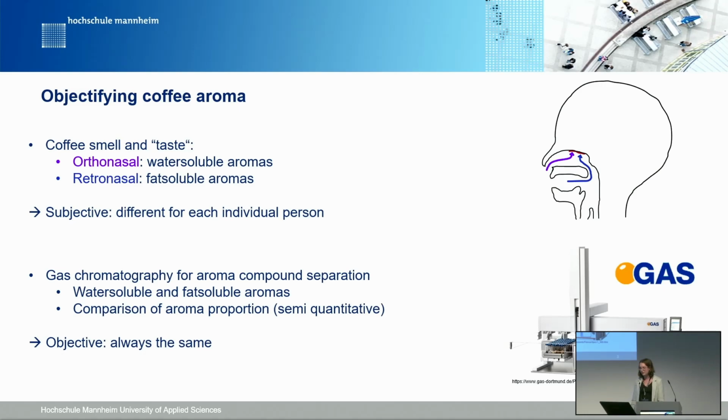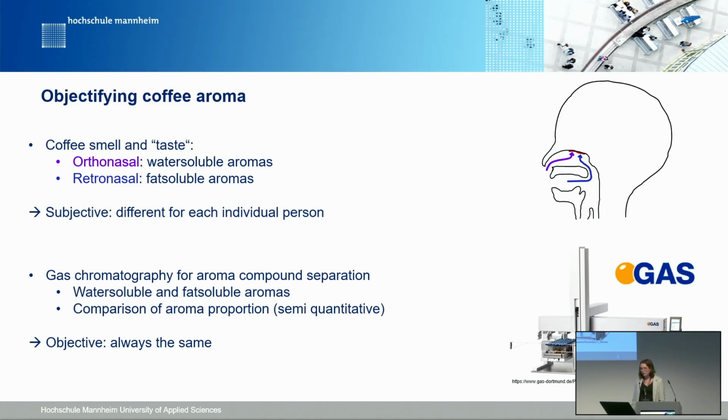That is one, the orthonasal, that is from the front of your nose, that is more the water-soluble aromas, and the retronasal way, so from the back of your throat while you're, for example, sipping coffee, which are more the fat-soluble aromas. And these receptors, or the number of receptors, is different more or less for everyone. And we have different perceptions also from what we learned in childhood, for example, as to what coffee tastes like.